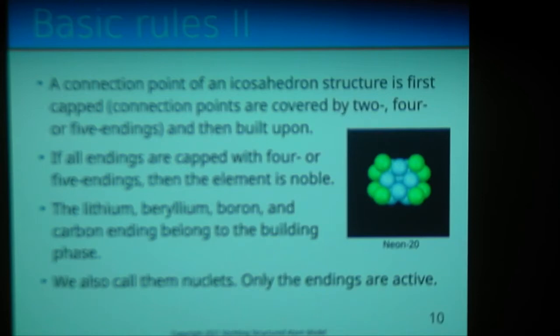A new growth point is first covered with a two-ending, a deuteron, then a four-ending, a squashed tetrahedron structure of two deuterons, and finally a five-ending, a four-ending plus a pep. If all growth points of a nucleus are capped with four or five endings, the element is noble. See the picture of the neon-20 nucleus as an example.